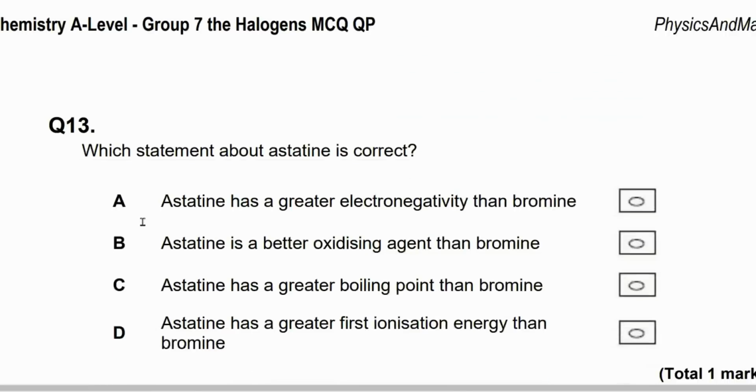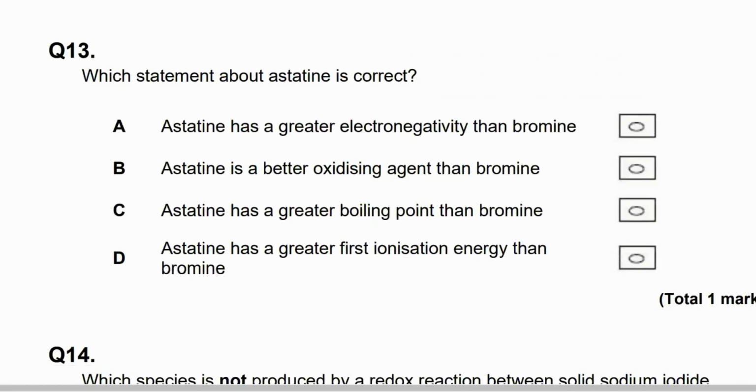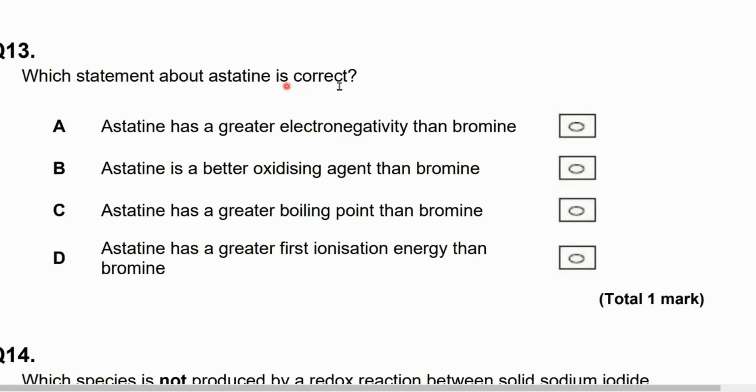Let's look at question 13. Which statement about astatine is correct? Astatine has a greater electronegativity than bromine. What did we say about the electronegativity of the halogens? As we go down the group from fluorine, which is probably the most electronegative element in the periodic table, remember electronegativity increases to the top right of the periodic table. We can't count the noble gases, so fluorine is the most top right element you can get, except for the noble gases. So that's the most electronegative. And as we go down the group to astatine, it's going to get less electronegative. So A is definitely wrong.